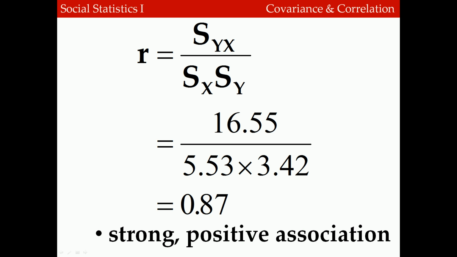And so to calculate the coefficient of correlation, or R, we're going to take the covariance, 16.55 in this case, and divide it by the product of the standard deviations of the two variables, 5.53 for the respondent's education and 3.42 for the father's education. We get a value of 0.87. So what does this tell us? Well, first of all, it tells us that there's a strong association, because this value is closer to 1 than it is to 0. It also tells us there's a positive association. In other words, as we increase the values of father's education, we're also increasing the values of respondent's education.